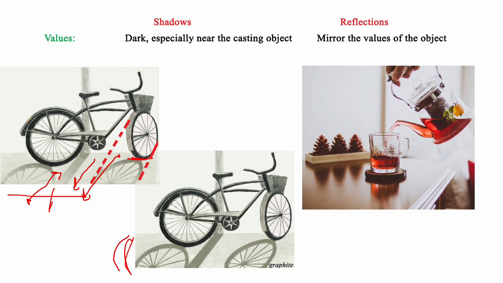Now for reflections, they mirror the values of the object, like these pine cones are dark and the reflections are dark. And it also mirrors the colors of the object. So here we have red on this glass and red in the reflection.